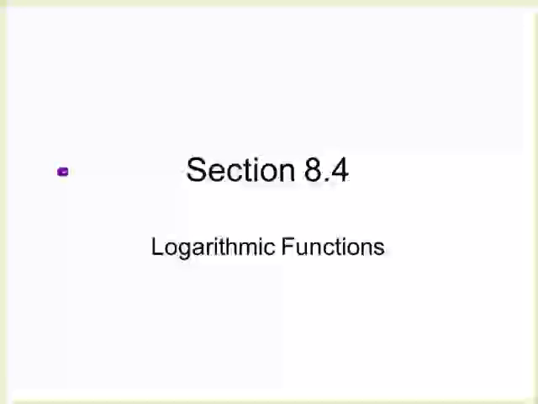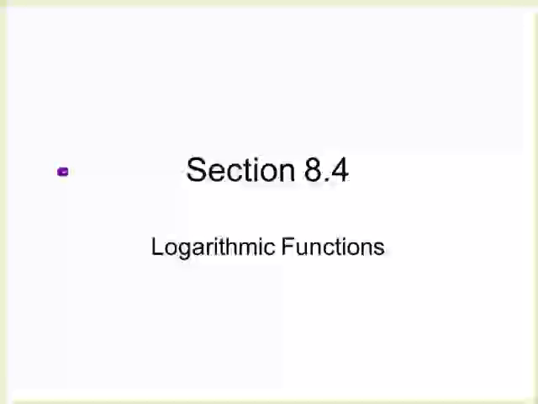Let's talk about logarithms. For anything we can do to a number, we have to have a way to undo it. So if I add, I could undo adding by subtracting. If I multiply, I could undo that by dividing. If I square, I could take a square root of it. So we always need a way to undo what's being done to a number.